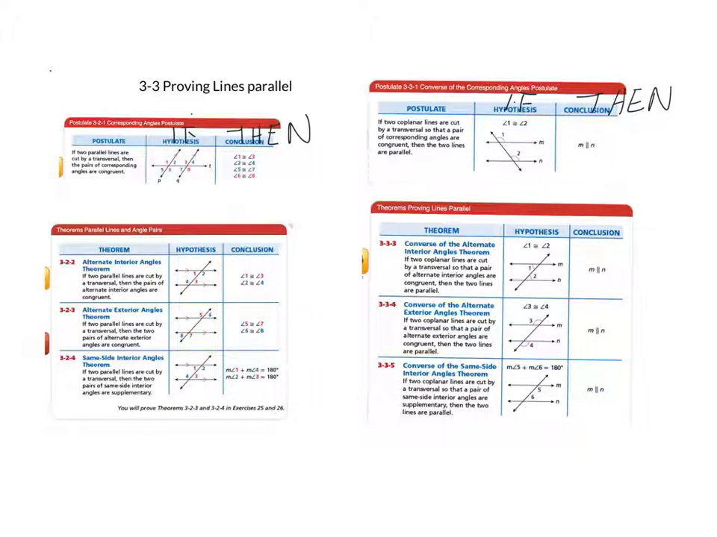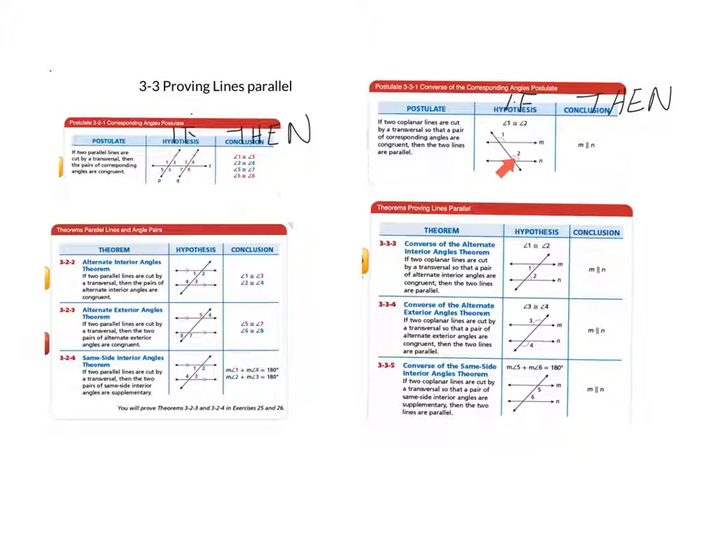So the difference between 3-2's lesson and 3-3 is that in 3-2, you're asked to find angle measurements. Because you have parallel lines, we have a lot of congruent angles, or supplementary same side interior angles. In 3-3, you're asked to prove lines are parallel. The conclusion here, you're proving lines are parallel, meaning they're going to give you congruent angles. You have to see what the relationship is.